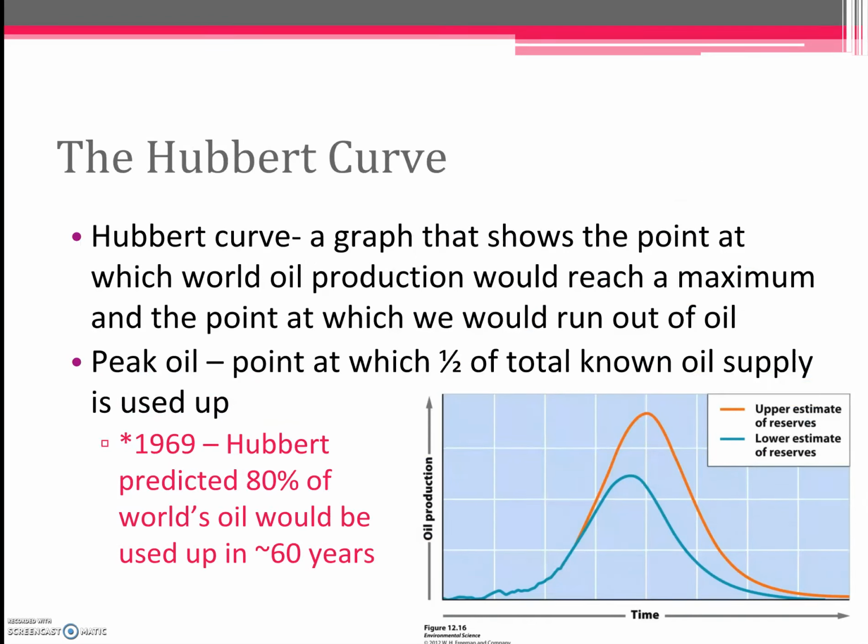If we look at this idea, this Hubbert Curve, this is from 1969. Hubbert projected a point at which oil production would reach a maximum and the point at which we would run out of oil. He used two estimates, an upper estimate and a lower estimate. He sort of guessed that oil extraction and use would increase steadily, and when we reach peak oil, half of the supply is used. Hubbert predicted that 80% of the world's oil would be used in 60 years, and that's 60 years from about 1970. So we're looking at being past peak oil.